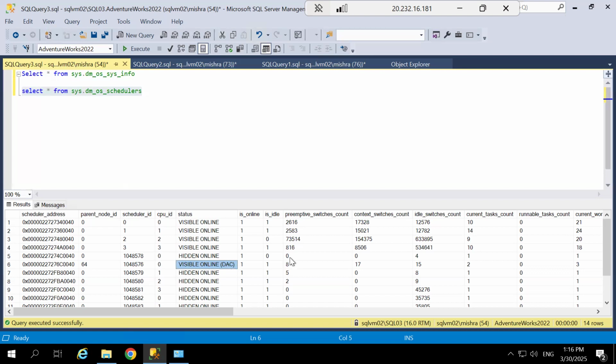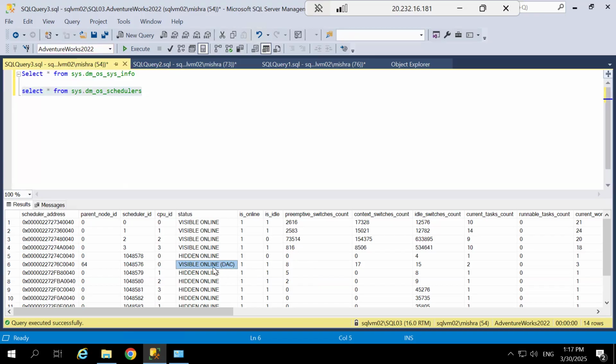That's why when your system is almost in a hung state, you can still have the DAC connection. When your SQL Server is in a hung state, you can connect through the dedicated administration connection.